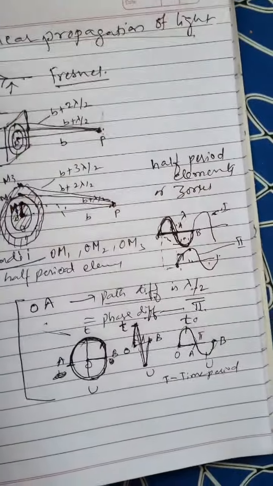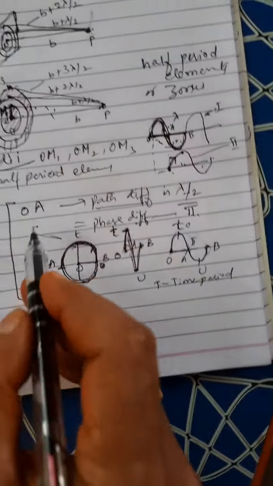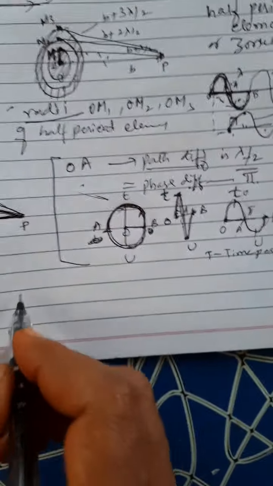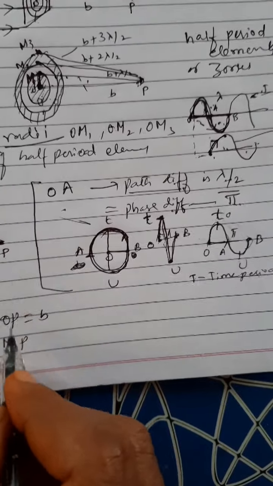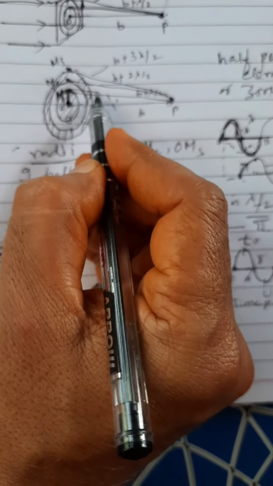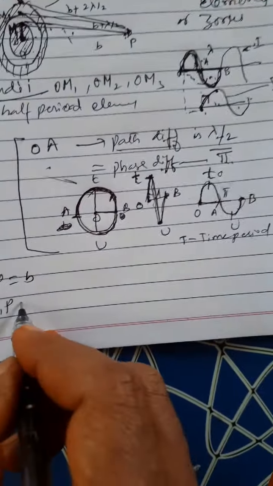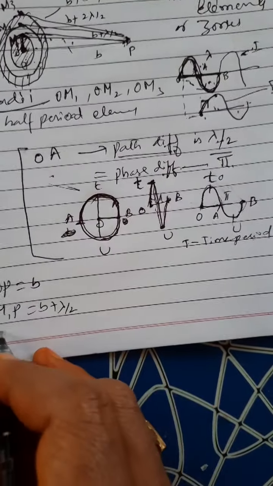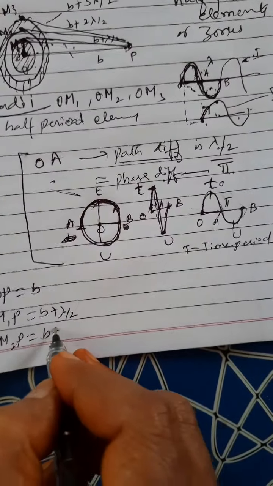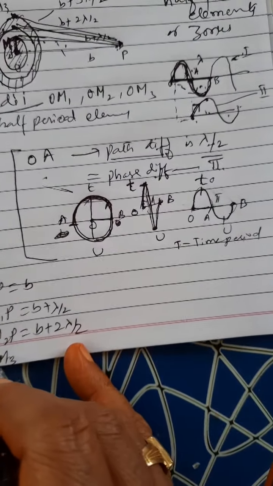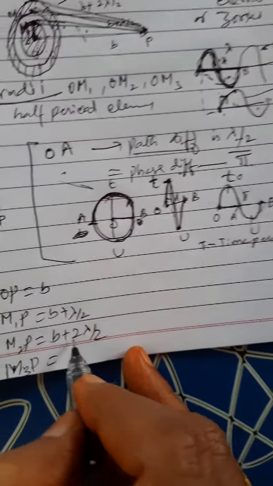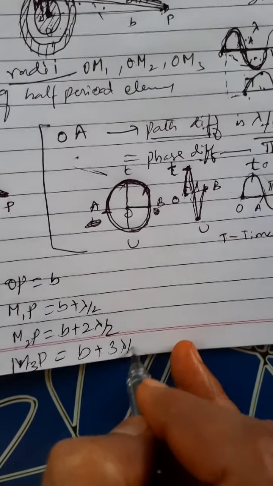Now we have constructed half period elements, and we got OP, if I write this distance, OP is equal to b. And what about M1P? M1 is here. This M1P is b plus lambda by 2. What about M2P? b plus 2 lambda by 2. This is M2. What about M3P? That is equal to b plus 3 lambda by 2, and so on.